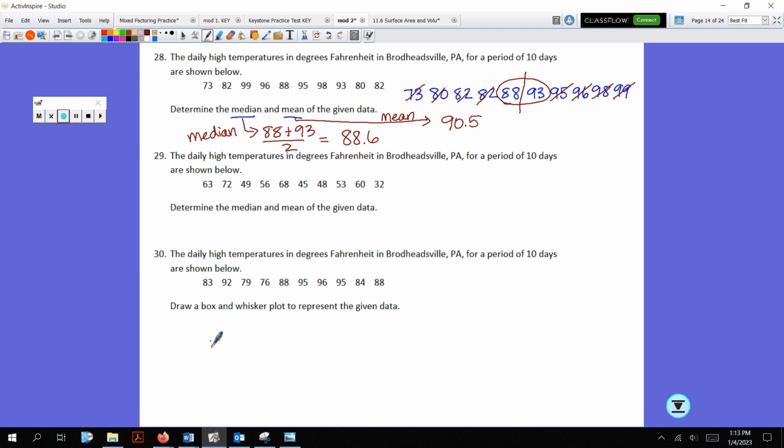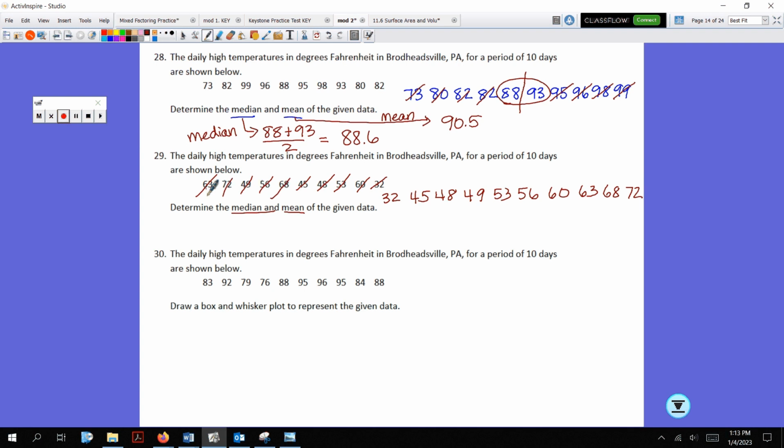Number 29, now we're looking for the median and the mean again. We rewrite the numbers, least to greatest. All right, so 32, 45, 48, 49, 53, 56, 60, 63, 68, and 72. Cool.